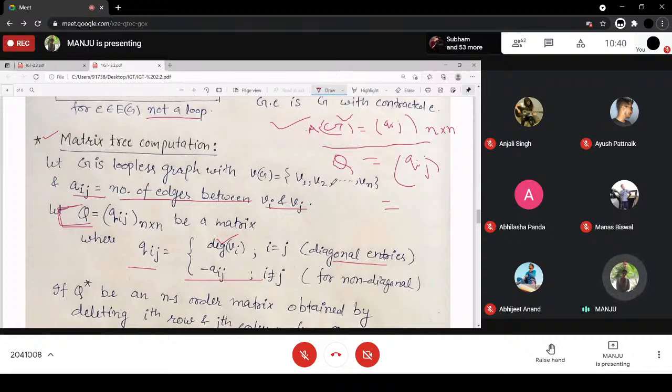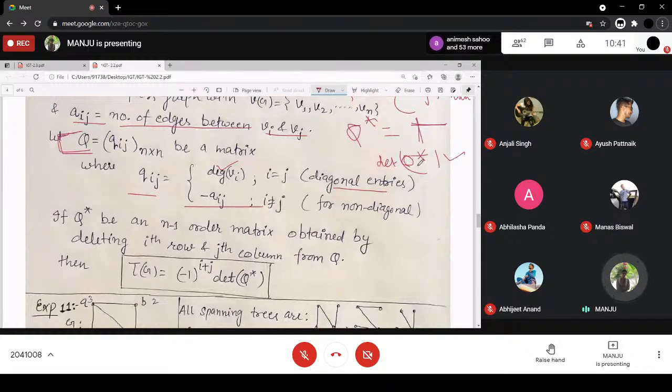Clear? Then from this matrix, which is again n by n, find one more matrix, that will be Q star, and how? Delete one row and one column. Any row and any column you can delete, but one at a time. Okay, delete one row and one column simultaneously, then you are getting Q star, and the determinant of Q star will give you the number of spanning trees. Clear?